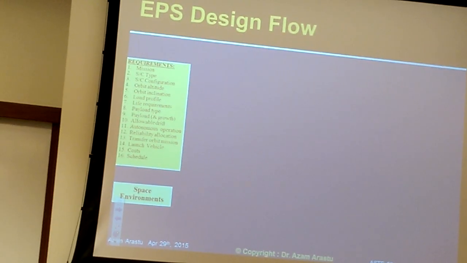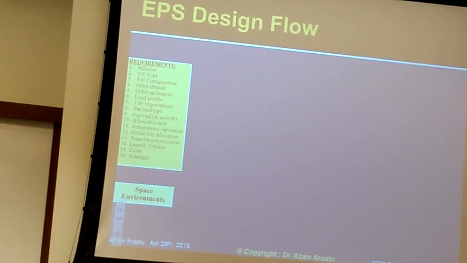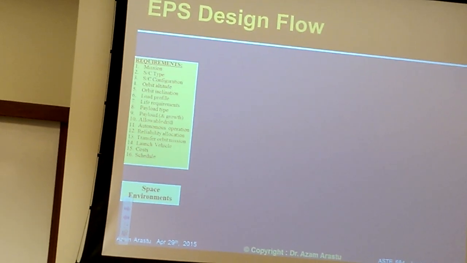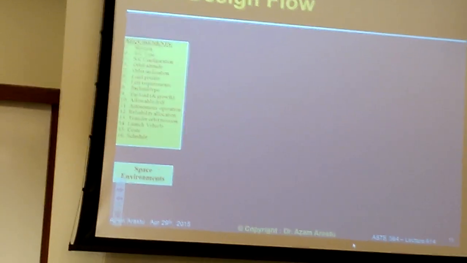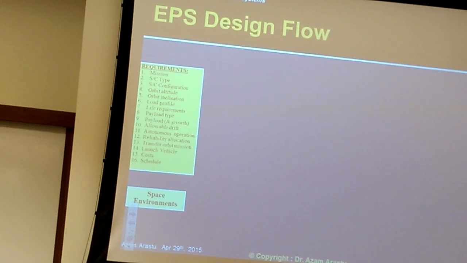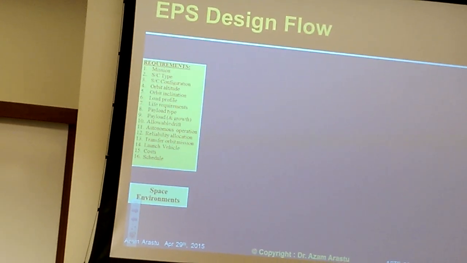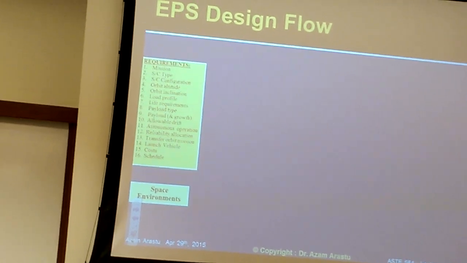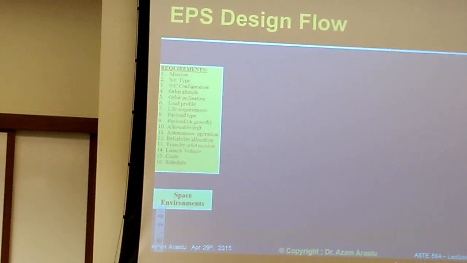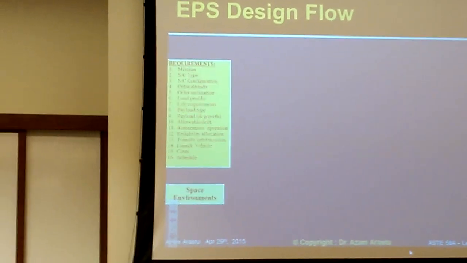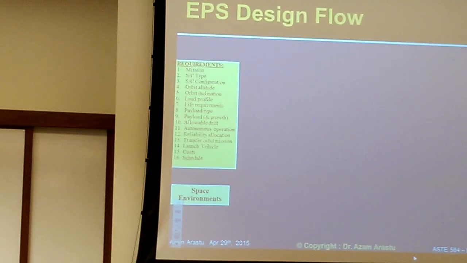I think I've talked about this chart earlier, I've gone through this in the past, but this is what I'm going to summarize today. So we have all these requirements: payload growth requirements, allowable drift, autonomous operations. Autonomous operation means if I have no control, for example, you're putting a mission to Jupiter or Mars, right?